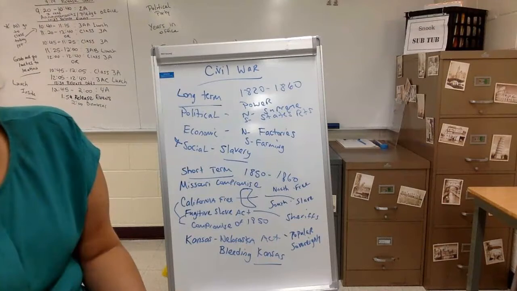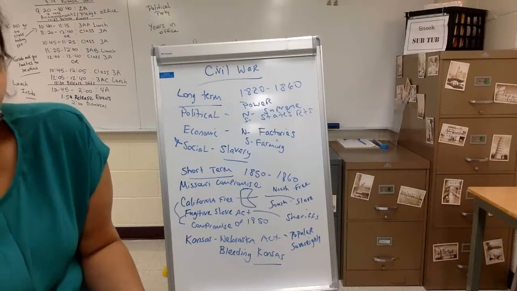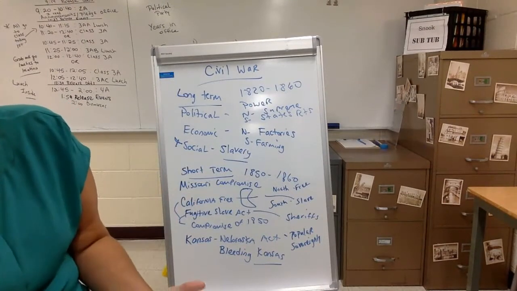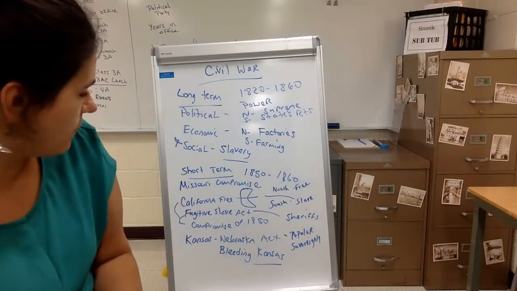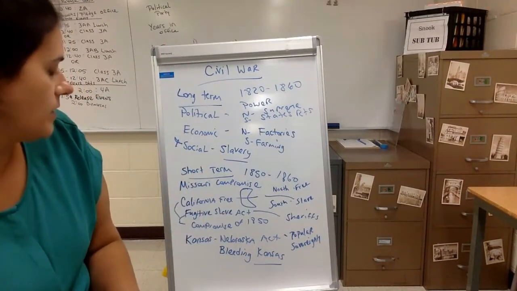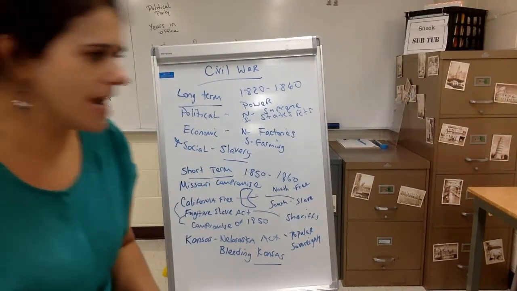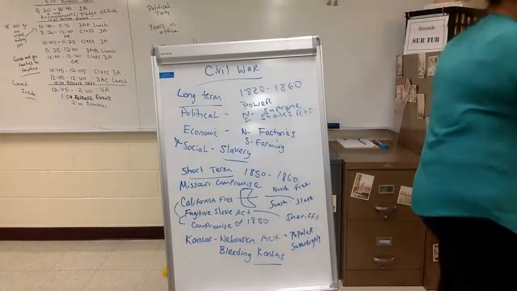There's also the release of this book called Uncle Tom's Cabin during this time period, which really is a fictional book, but it shows how bad life is for slaves. And so some people are starting to say more than ever before, we need slavery to really come to an end. Now I'm going to move into talking about the key people and the key battles.